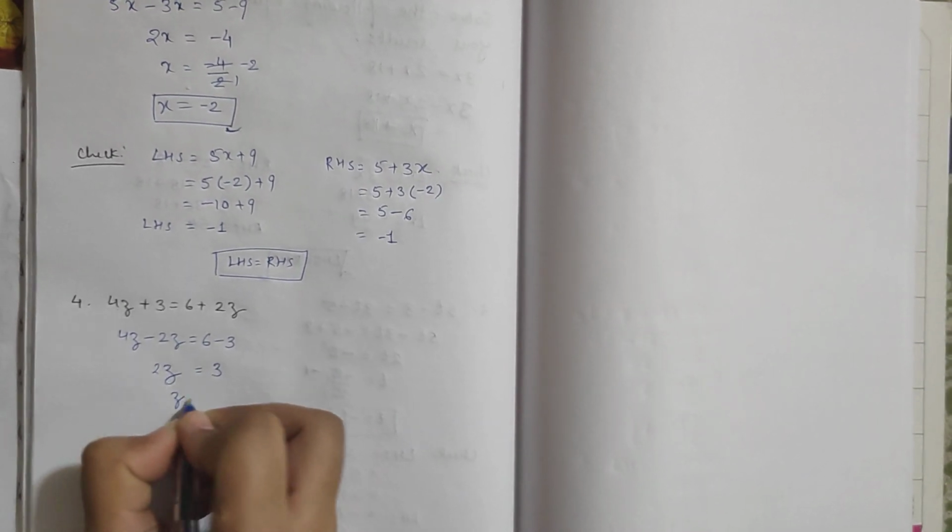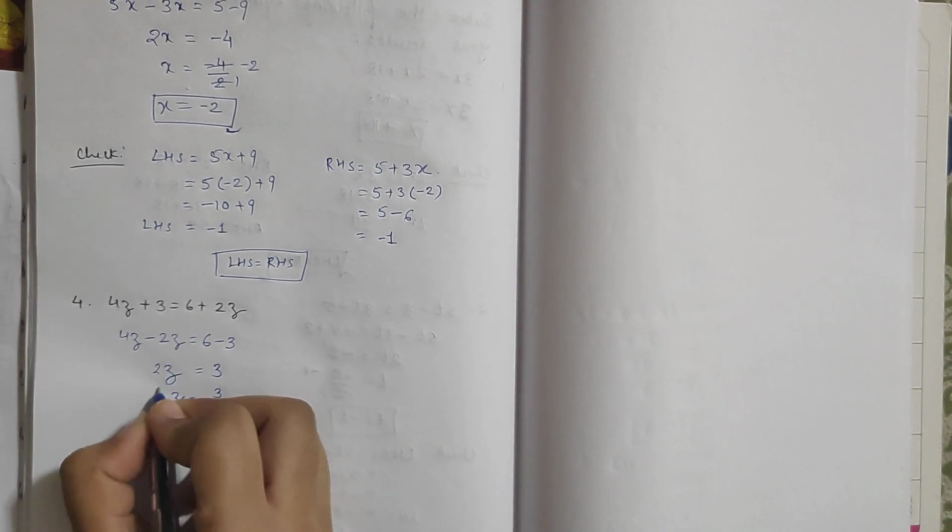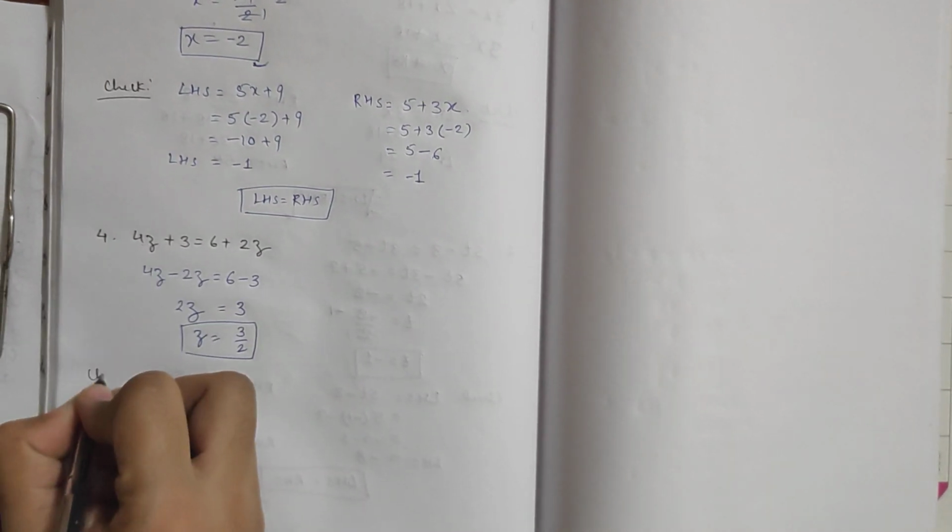Okay. Now what is the value of z? It will be 3 upon 2. So this is the solution. Again what we have to do? We have to check the result.